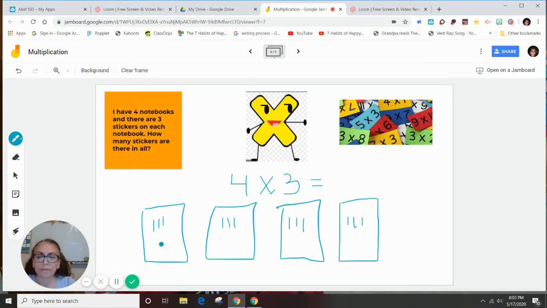And I can count by 3. I can say, okay, 3 in this one, plus 3 on this one, plus 3 on this one, plus 3 on this one. I can count one at a time if I want. 1, 2, 3, 4, 5, 6, 7, 8, 9, 10, 11, 12. So I have 12 stickers. Okay? And don't forget, groups of.